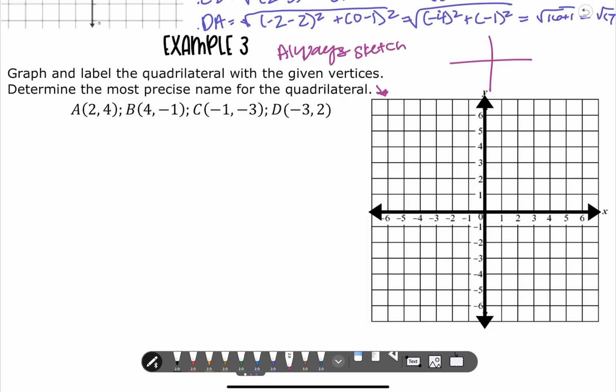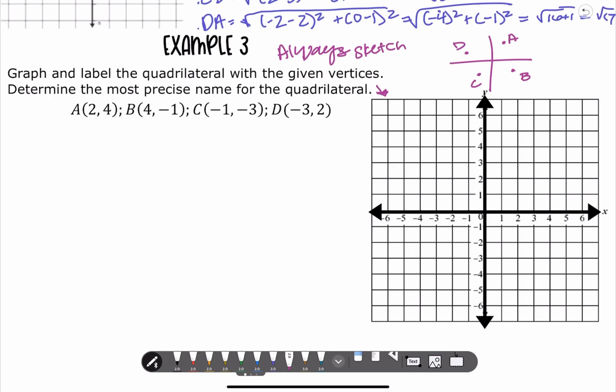So we've got A, which is at 2, 4, and remember, I'm just sketching. So I want to see kind of what the layout of the land is. B is going to be at 4, -1, so a little further out, but below. C, a little out, and then down. And then D is at -3, further out, and then a little bit up. Okay? So you can kind of get the idea of what it might be, but do not ever assume what it's going to be.